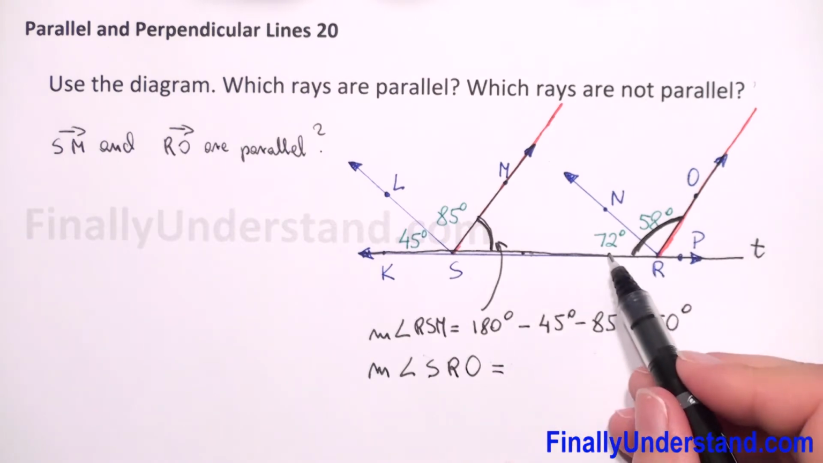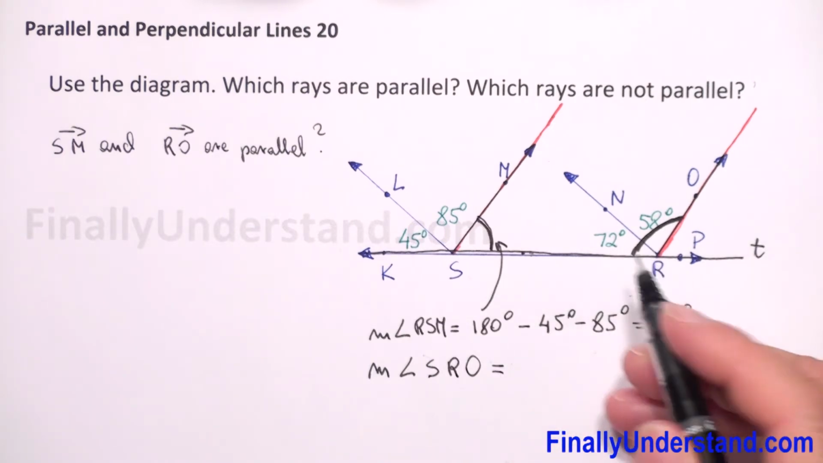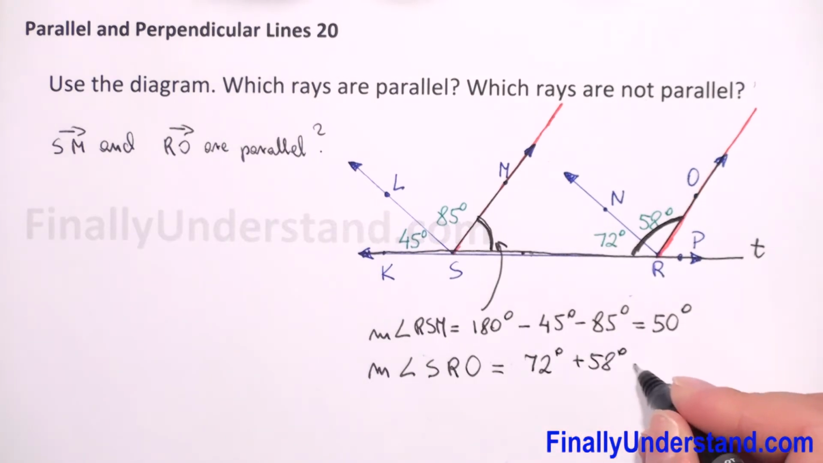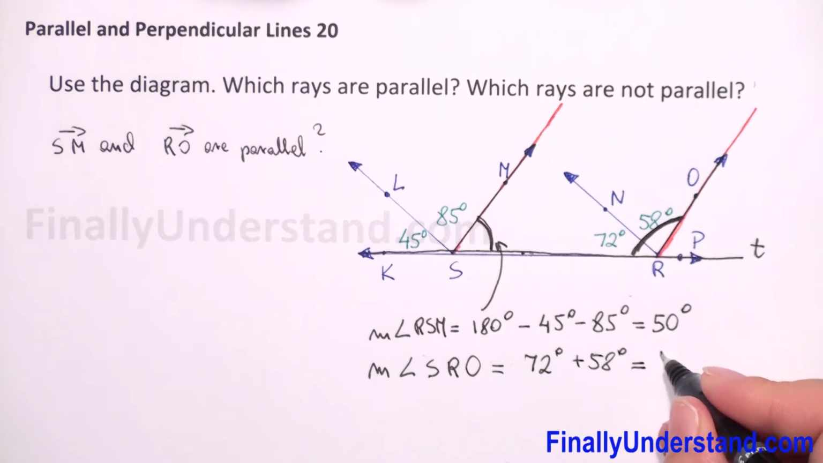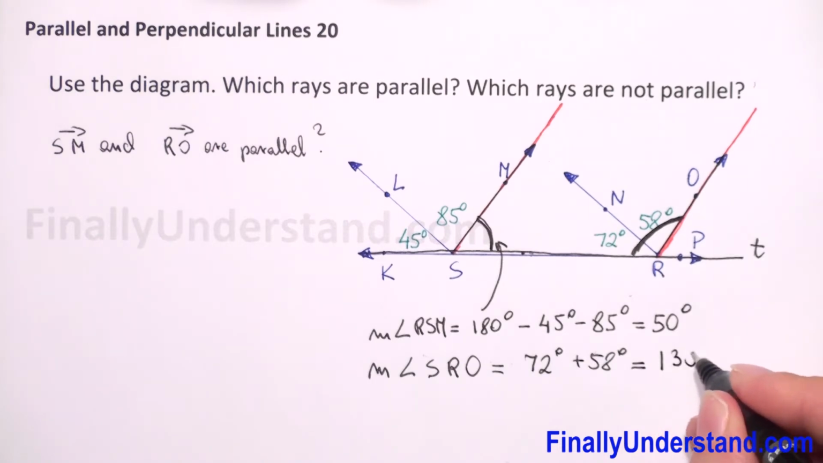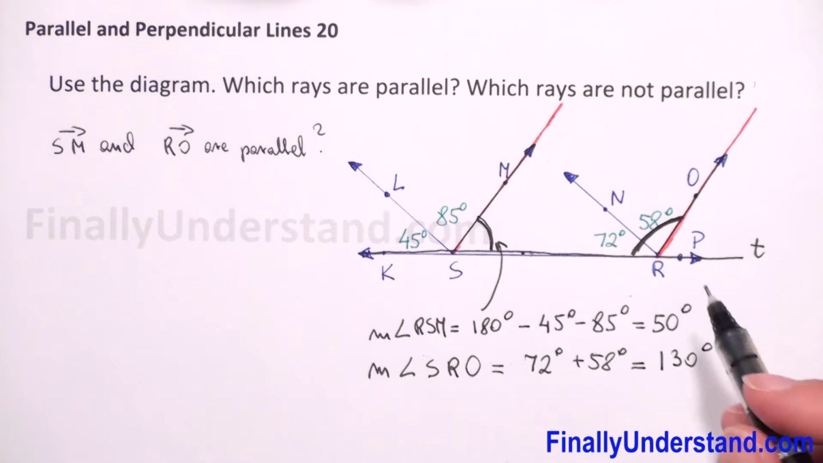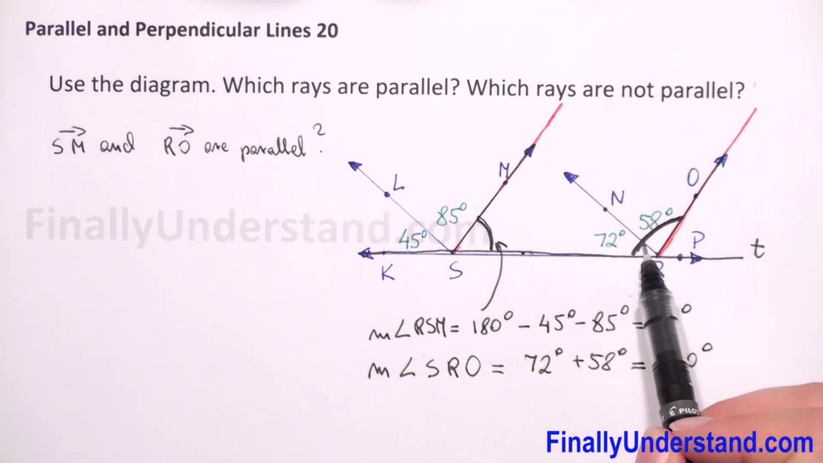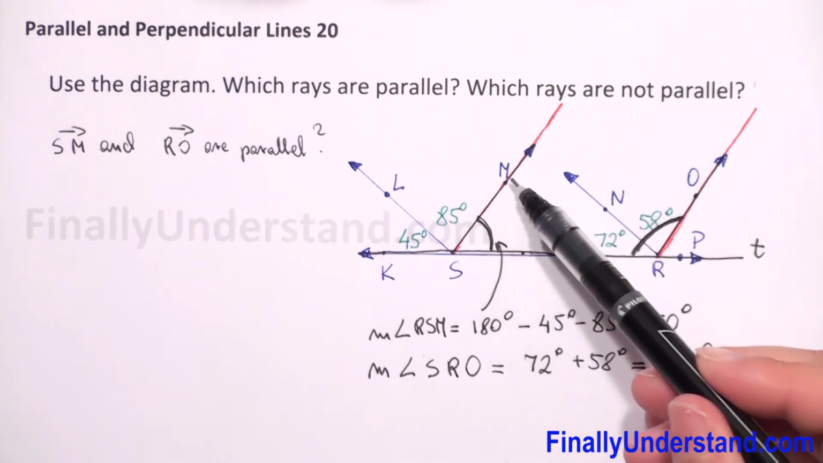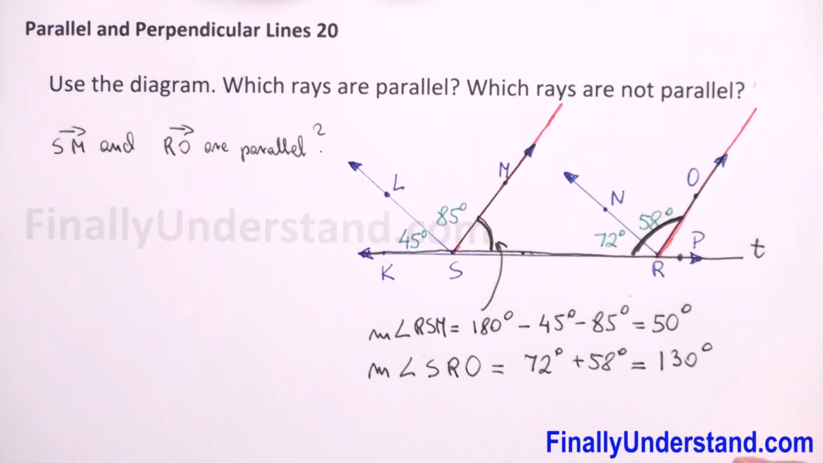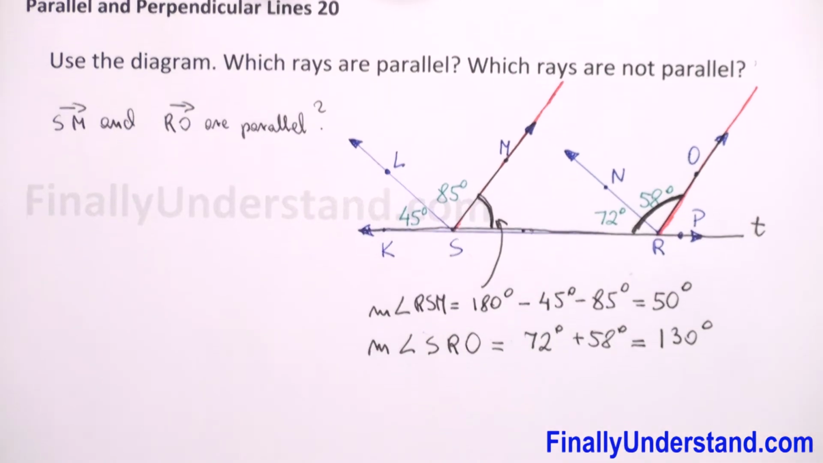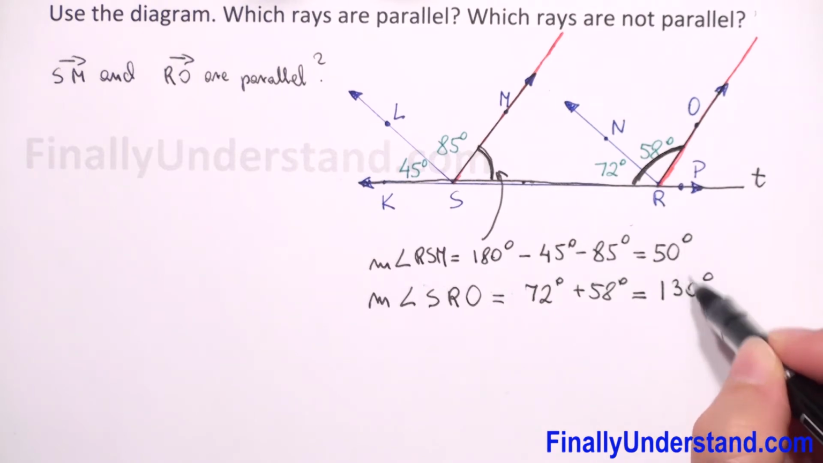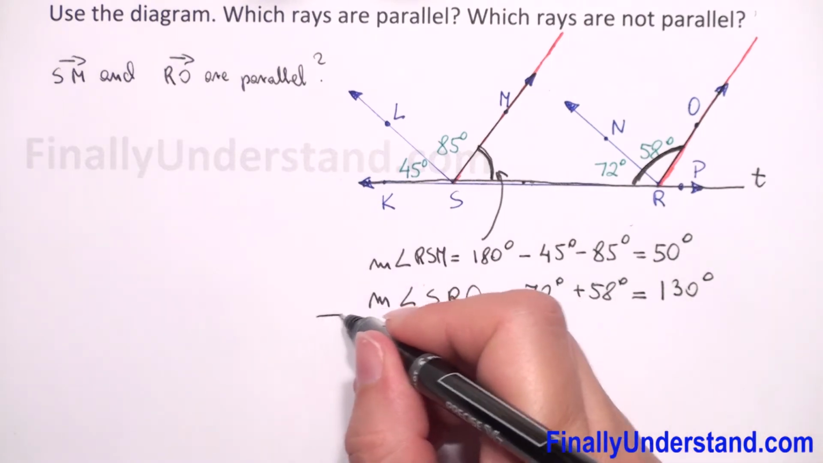It is equal to 72 and 58. So we have 72 degrees plus 58 degrees. This is equal to 130 degrees. So now, if the sum of these two angles gives me 180 degrees, it means that rays SM and RO are parallel. So let's see. If we add these two angles, we will get 180 degrees.